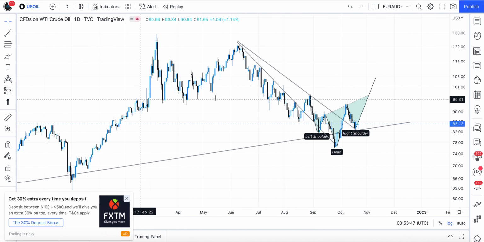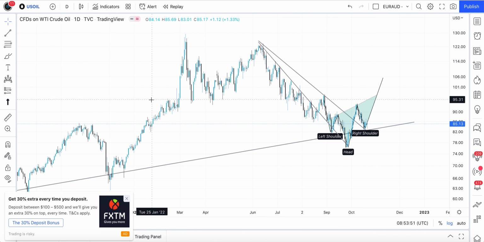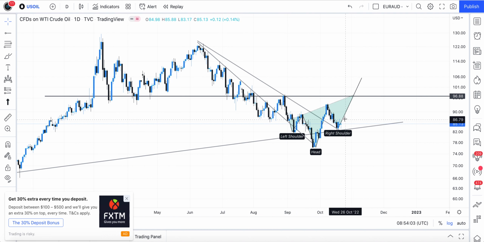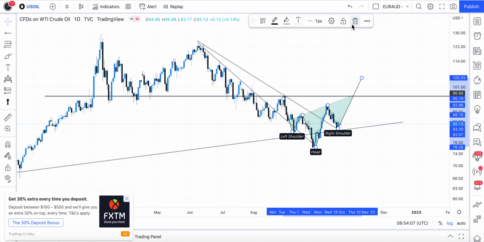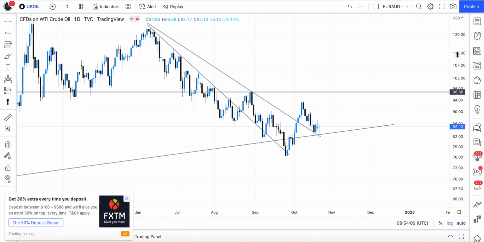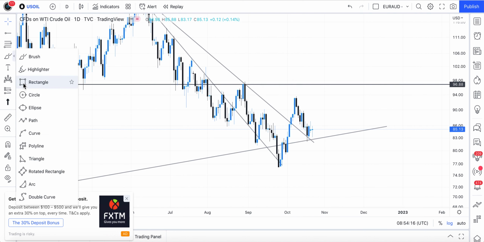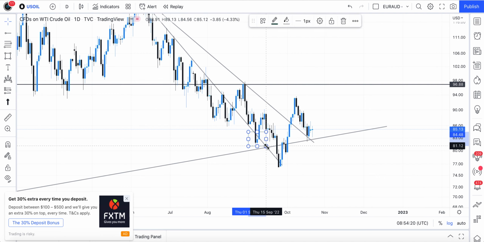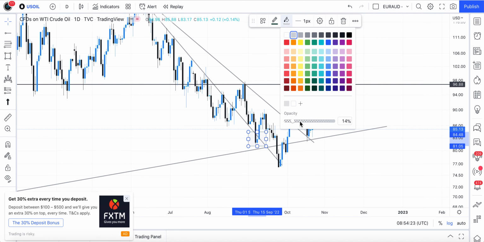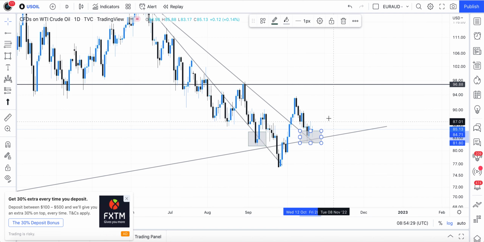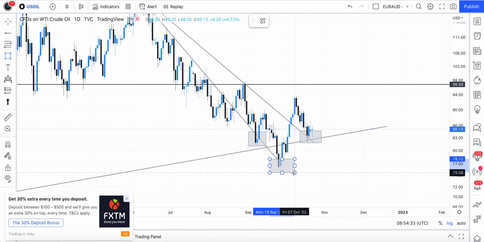So the next thing we want to check is, okay, let's label the resistance here where it might likely go. So this is the resistance for now. Let me eliminate this head and shoulder. We can use the rectangular box to signify the head and shoulder. Let me dim it a little bit so that it can be visible. The second shoulder, and then the head, sorry.